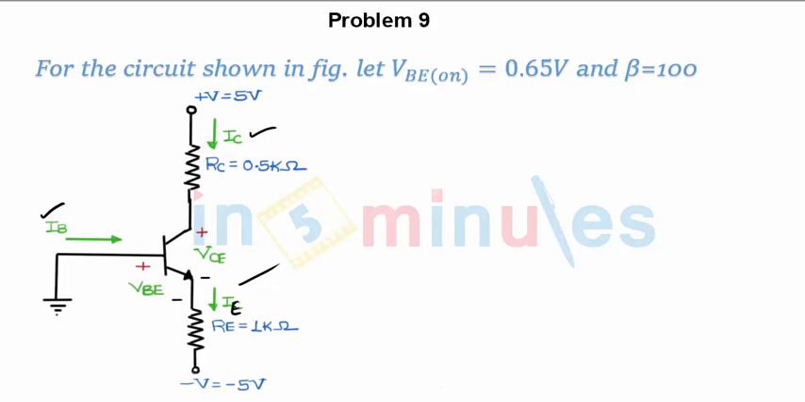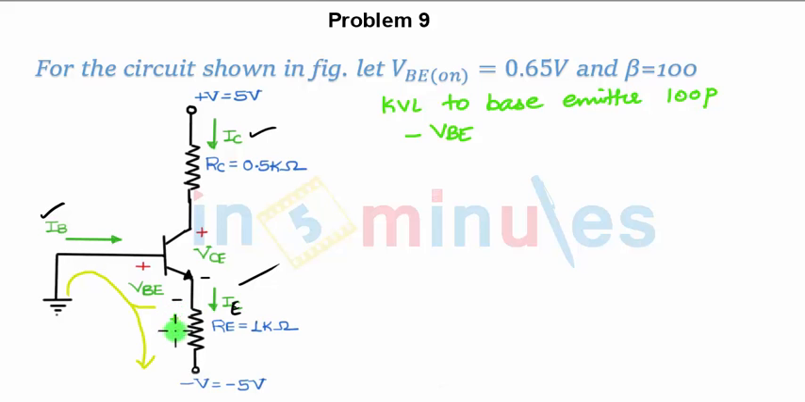Now, when you apply KVL in the base loop, how to identify the KVL base loop? VB is given over here, so your base loop will be this one. So when you apply KVL to the base emitter loop, what will be the equation? It will be minus VBE, right? Positive negative, so minus IE into RE plus 5 equals 0, right? So you need to find the value of IB.